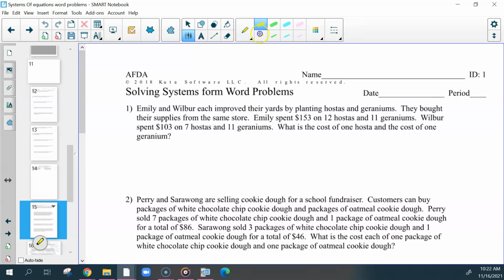As with any word problem, you should read through it, find anything that's important. So I'm going to quickly read through it. And I don't know plants, so I don't know if I'm saying these correctly. So if you do know plants, correct me if I'm wrong.